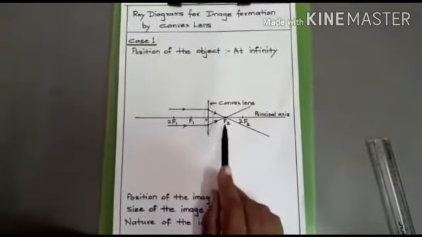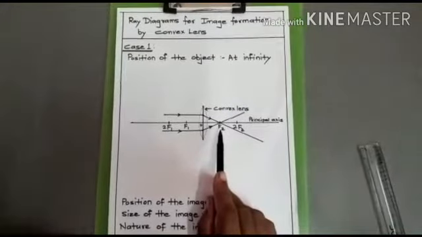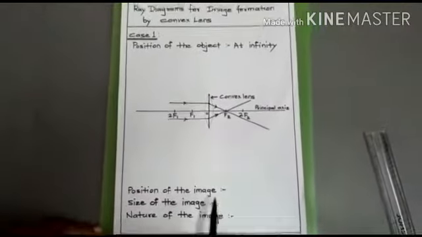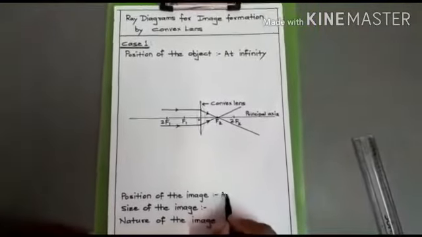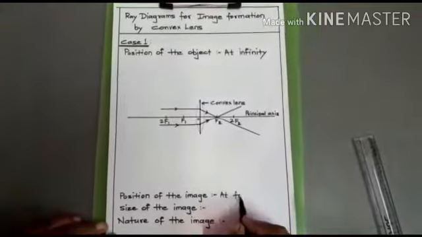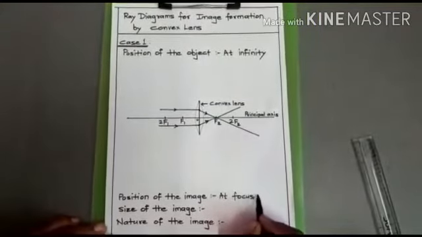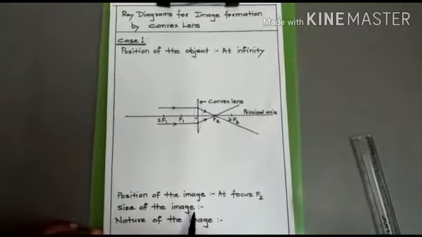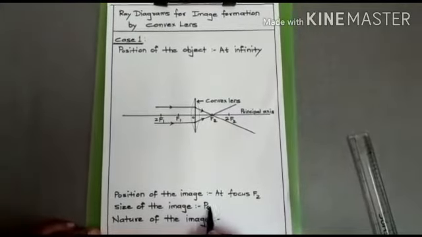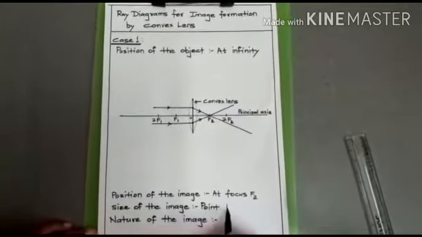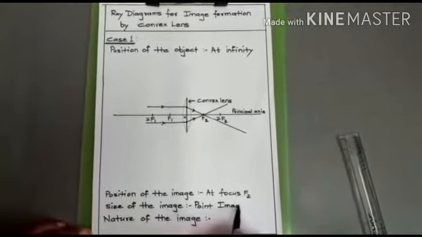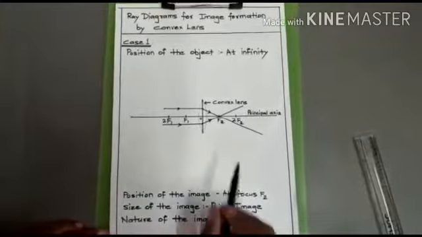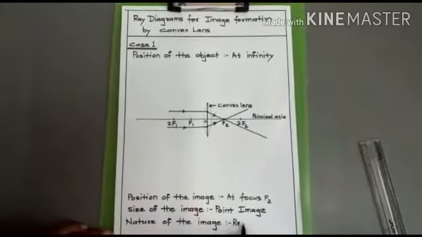So, a point image is formed here. What is the position of the image? At focus F2. Size of the image: point image. Nature of the image: it is real and inverted.